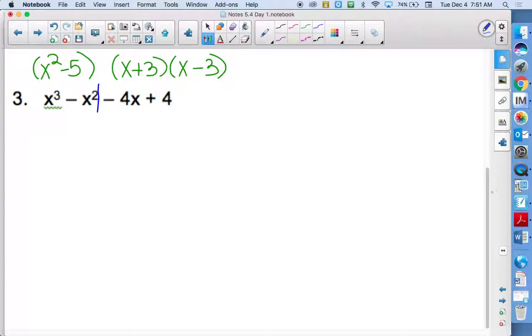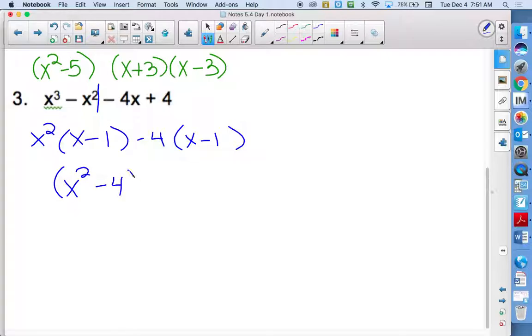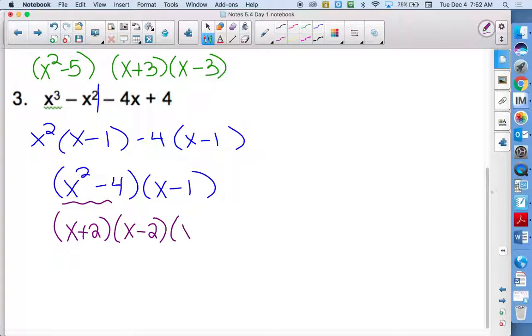Jewel, what'd you take out of the first pair? And then that left you with? X minus 1. And the second pair? Negative 1. Also leaving you with? X minus 1. So pulling the terms in front together. And then can it be factored any further? The first one, x squared minus 4, and then the x plus 2, x minus 2. Nice. And then we have x minus 1.